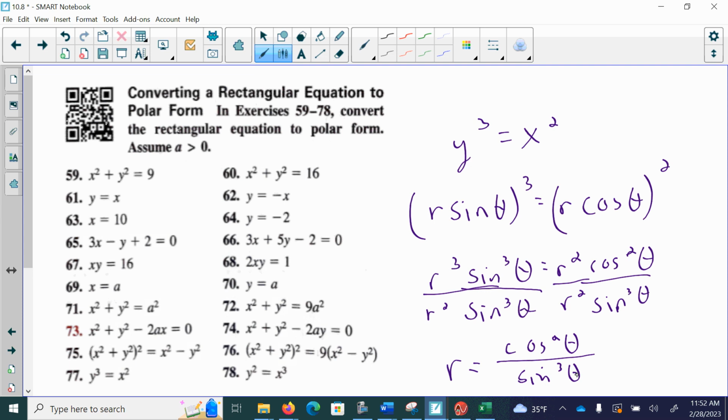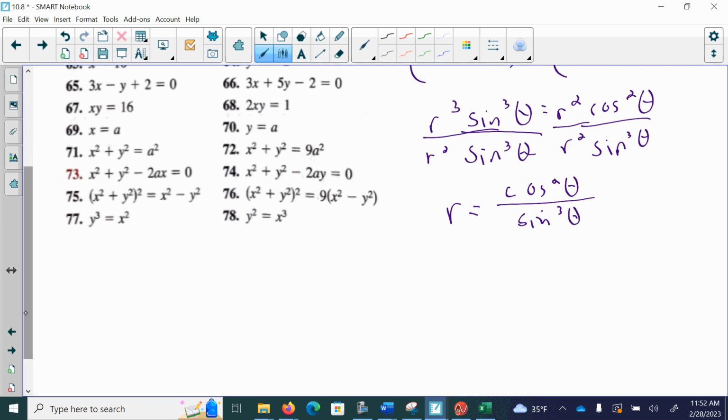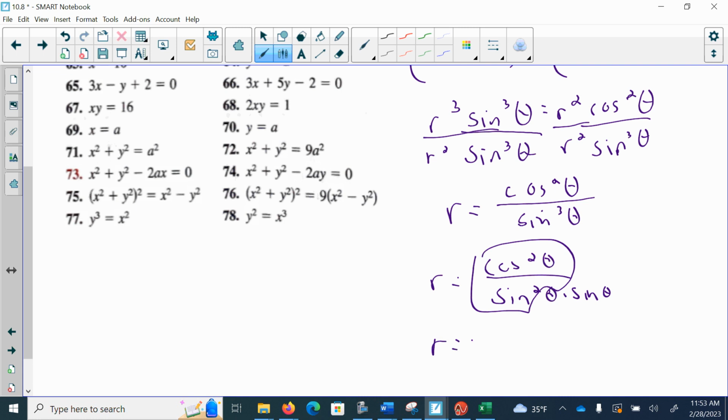And I would be tempted to leave it like that, but I would never really want to leave it like that. Can I write that as cosine squared theta over sine squared theta times sine theta? And so this, whoopsie, is equal to cotangent squared theta. And then the 1 over sine is cosecant. And you should try and write them without having reciprocals.